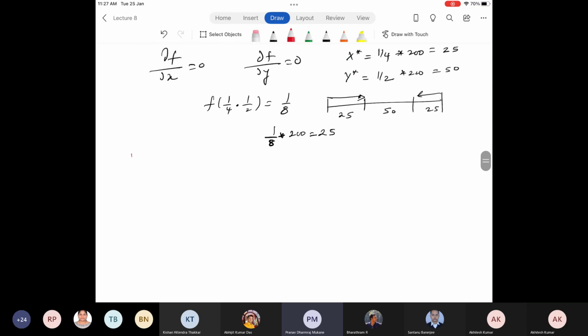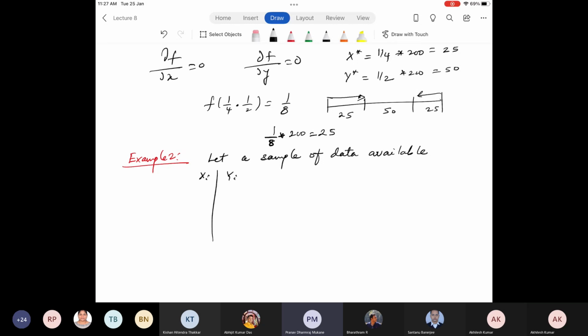If there are no questions, let's look at another example, a very well-known example which we all do, but many of us do not know how optimization plays a major role in this. Let a sample of data be given in terms of xi and yi: xi and yi are 1, 2; 2, 5; 4, 7; 6, 10; 8, 14.